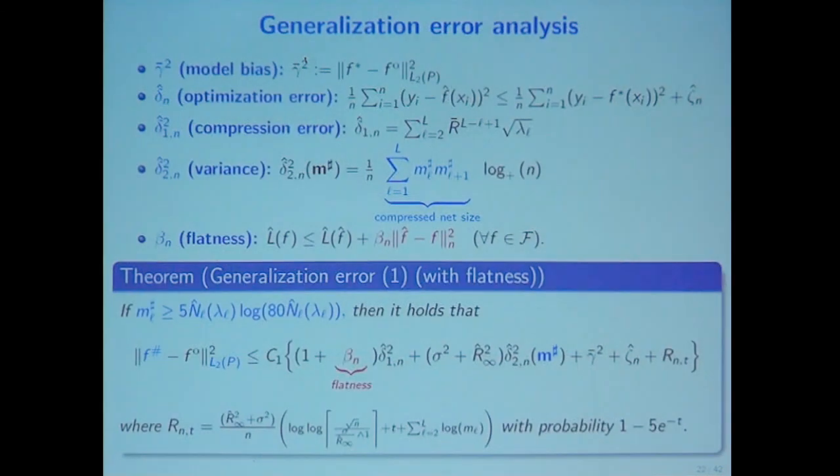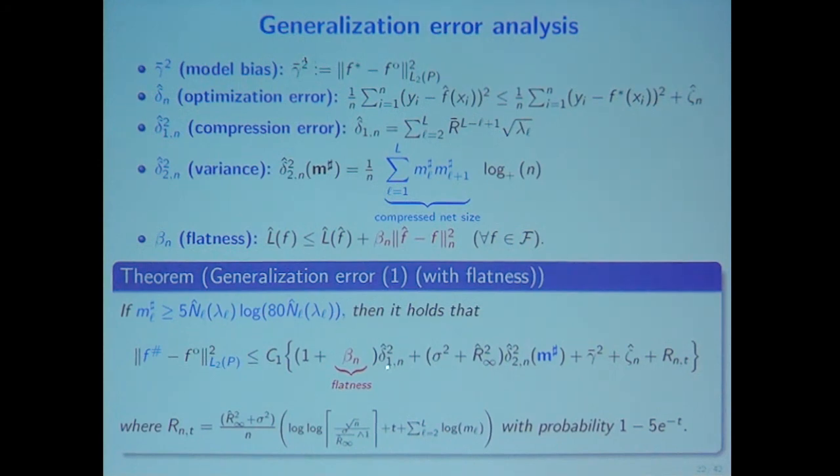So under these assumptions, we obtain this generalization error bound. This theorem shows the generalization error for the compressed network F sharp. Here we measure the L2 distance between F sharp and the true function, and this is bounded by these quantities. These two terms are the main terms.